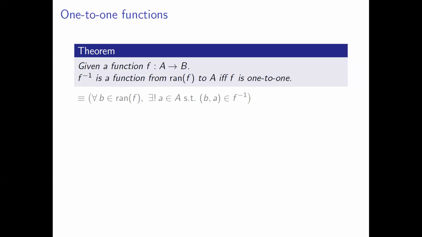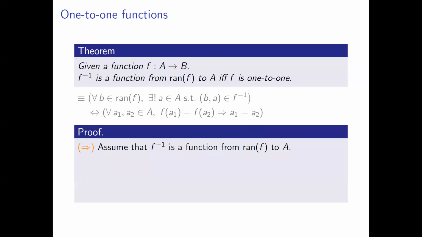The condition f inverse is a function from the range of f to A is equivalent to the condition for any element b of the range of f, there exists a unique element small a in capital A such that the ordered pair ba is an element of f inverse. The condition f is one-to-one is equivalent to the condition for any elements a1 and a2 in capital A, if f of a1 equals f of a2, then a1 equals a2.